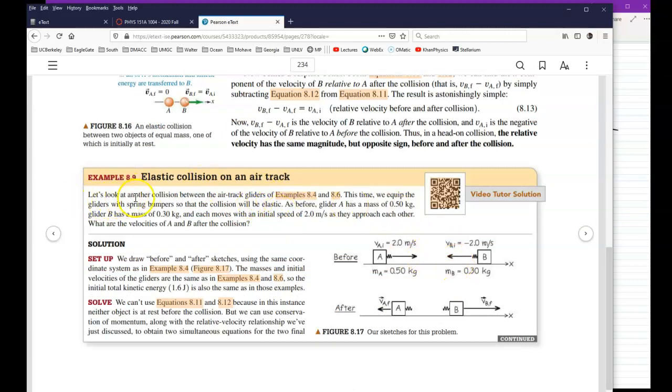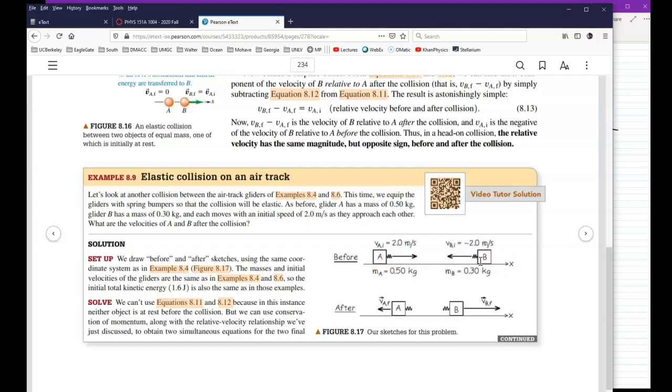Elastic collision. It says, let's look at another collision between air track gliders. This time we equip the gliders with spring bumpers. Okay, these are springs right there, so they will bump, and there will not be any loss of kinetic energy. That's why they do that.